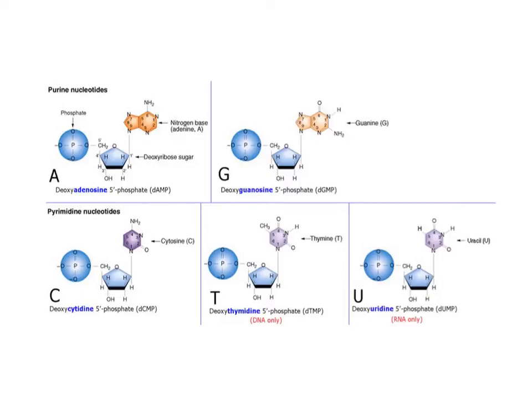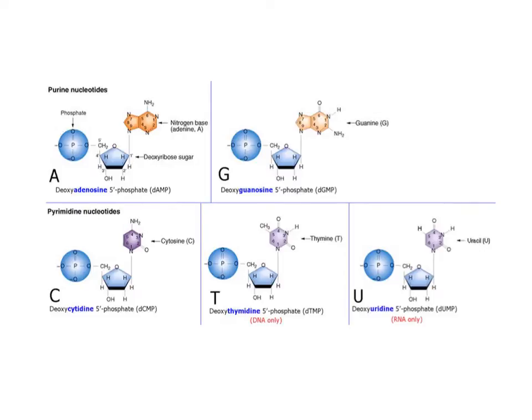Pyrimidines have one single ring. Notice that obviously the difference, I hope you see it. This is two rings, this is one ring. All three of these have only one ring as its base. The base only has one ring.